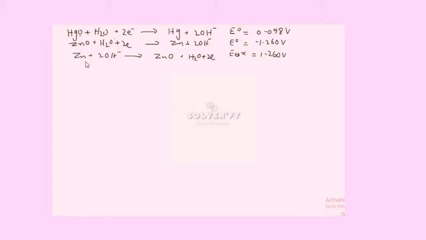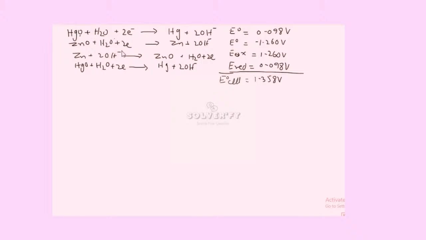1.260 volt. On the other hand, the mercury oxide reacts with the water molecule and gains the electrons lost by the zinc, forming mercury and 2 hydroxyl ions. E reduction is equal to 0.098 volt. Adding the values of E oxidation and E reduction to get E naught of the cell, we get it is equal to 1.358 volt.